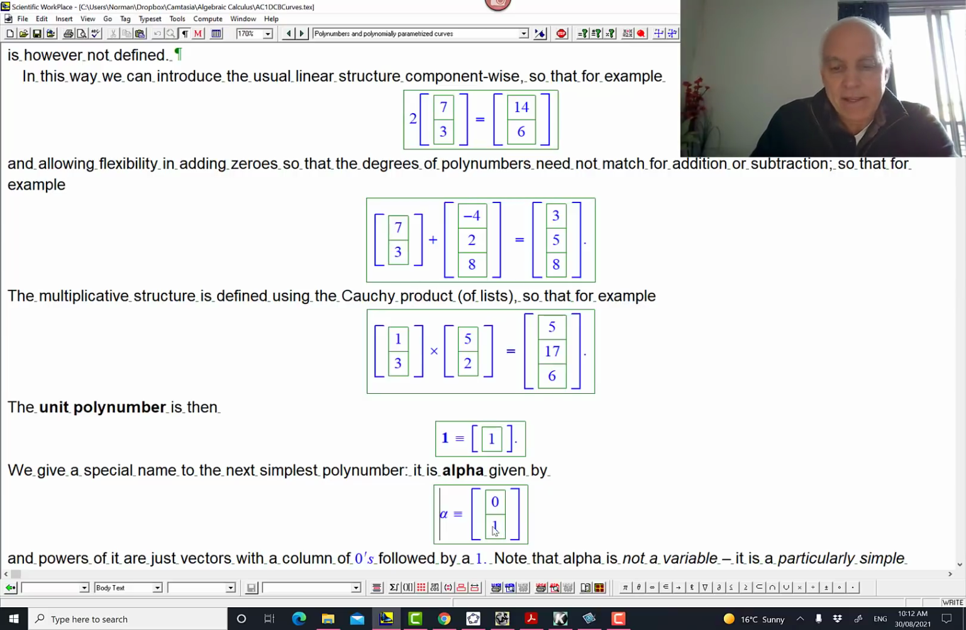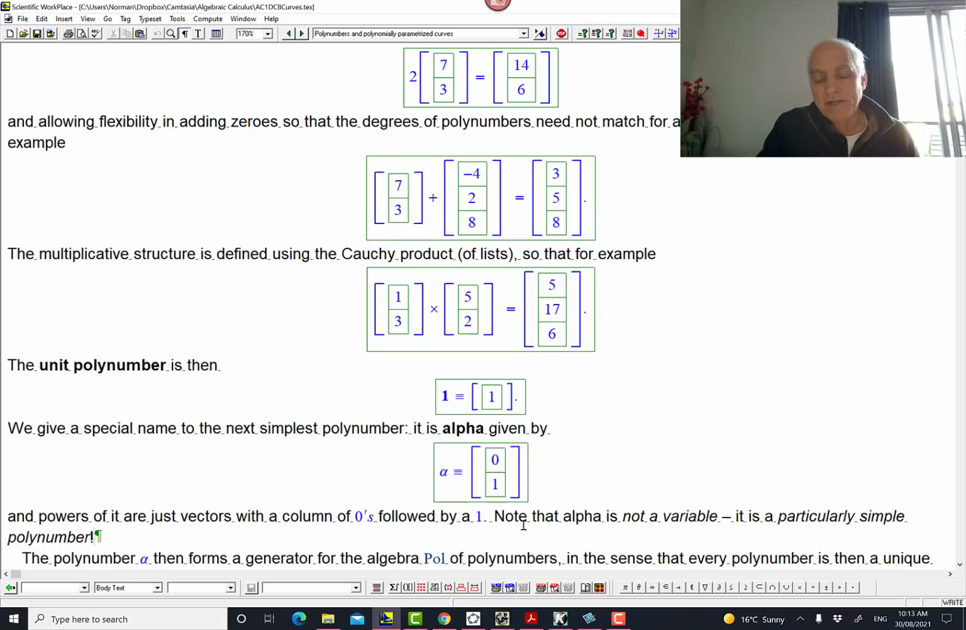And it's not hard to see that powers of this thing will consist of columns or vectors of zeros followed by 1. So if we compute alpha squared, exactly in this fashion, we're going to get the polynumber 0, 0, 1. And if we compute alpha cubed, we're going to get 0, 0, 0, 1. Now, the important thing to note here is that this alpha that we're introducing is not a variable.